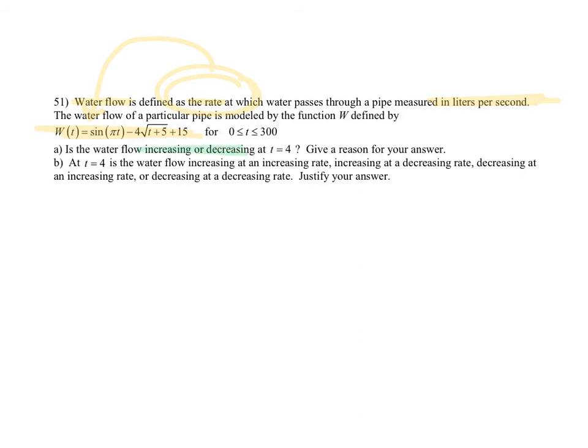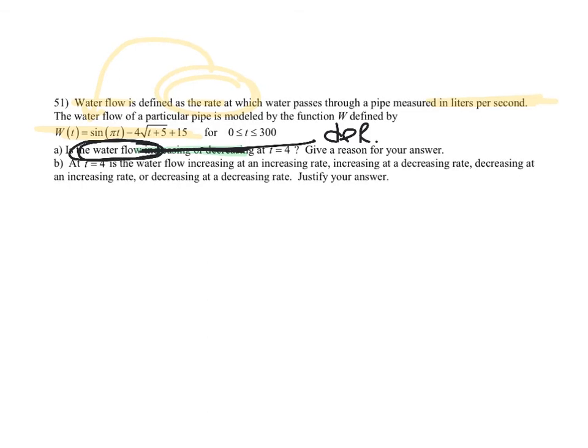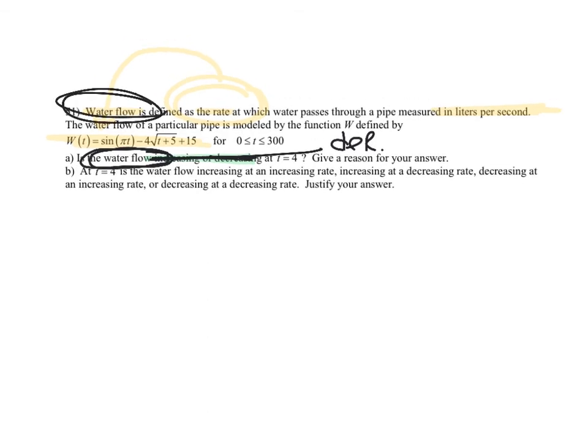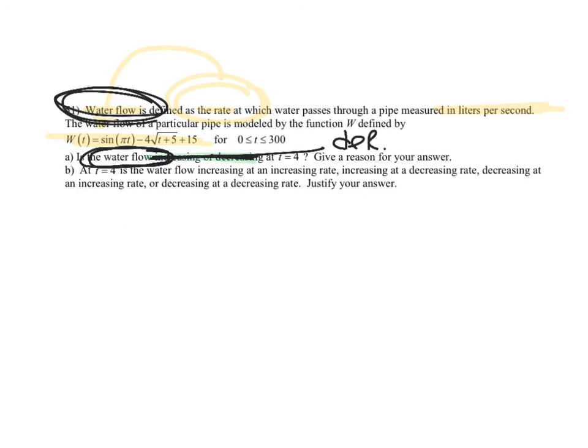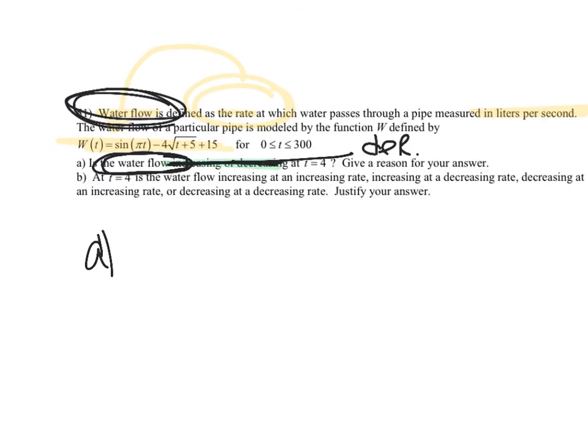Ding, ding, ding. That means take a derivative. So I'm going to clear that and write the word derivative. Now it's not like a trick, you just read. The derivative of what? What do they want the derivative of? Water flow. So I know for part A, I need to find W prime of 4.